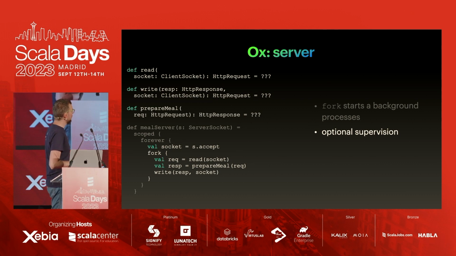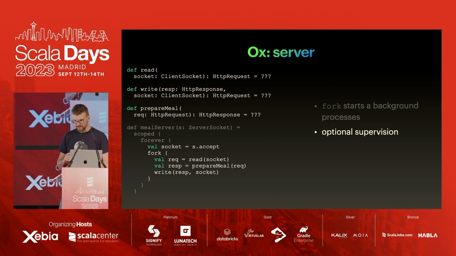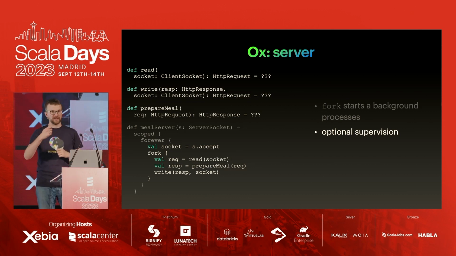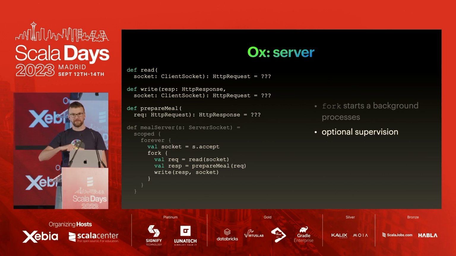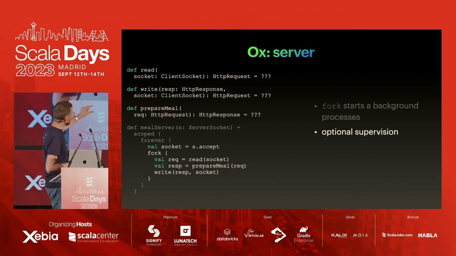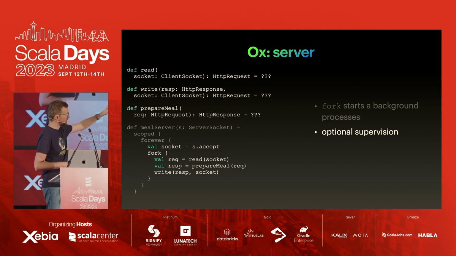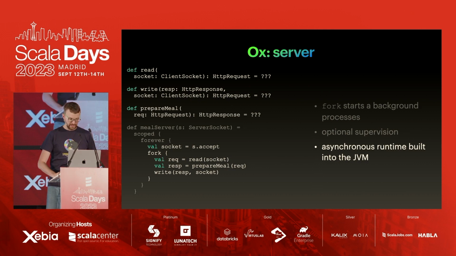Supervision is optional. So it is possible to tell Ox that if a child fiber dies, you should also interrupt the parent fiber so that everything winds down, right? Here we don't want that. If the processing of a request fails, we don't want the whole server to shut down, right? So here we don't want supervision, but you can do it. Yeah, and we've got the asynchronous runtime that's built into the JVM.